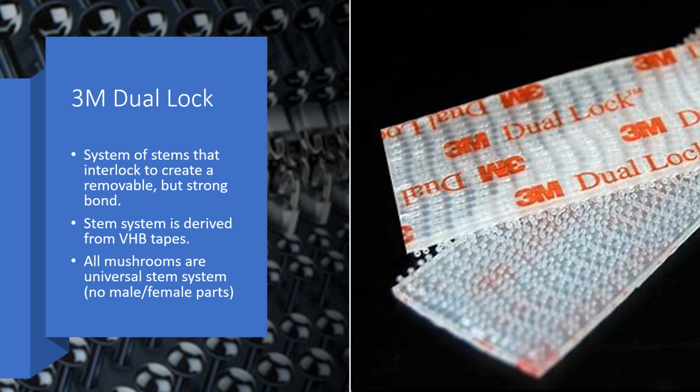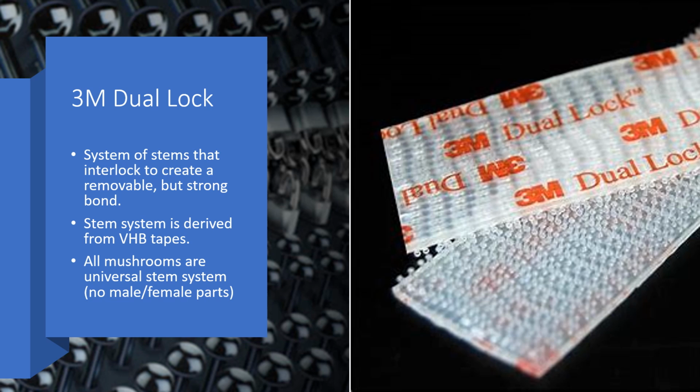A higher step up from hook and loop is dual lock. Dual lock uses a polypropylene mushroom system that's primed and then applied to VHB tape. It creates a very strong bond, which is very similar to VHB tape. However, the stem system allows that product to be removed and then reapplied.